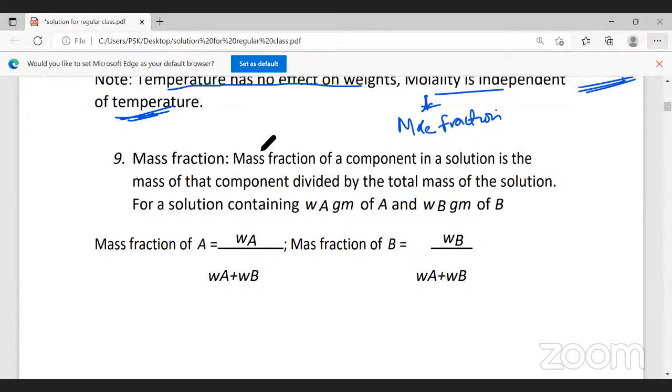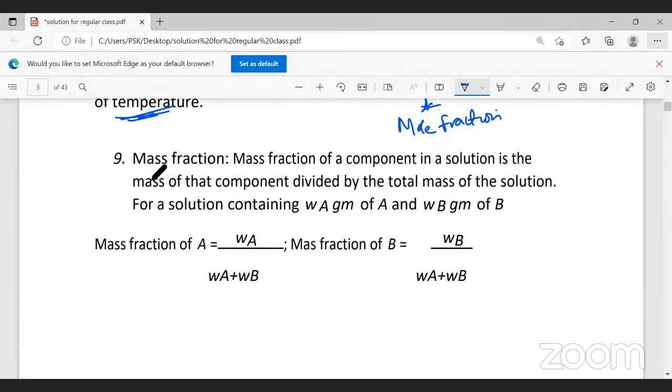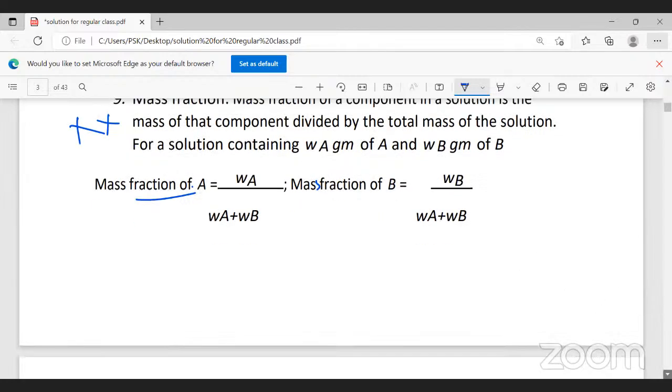Next is mass fraction. The mass fraction of a component in a solution is the mass of the component divided by the total mass. Similar to mole fraction, if you take the weight of component A divided by the weight of component A plus component B, it is called the mass fraction of A. We will not be using this anywhere. But still remember, the mass fraction of B will be the weight of B divided by the weight of A plus the weight of B. All right, we will not be using mass fraction anywhere, it is just information.